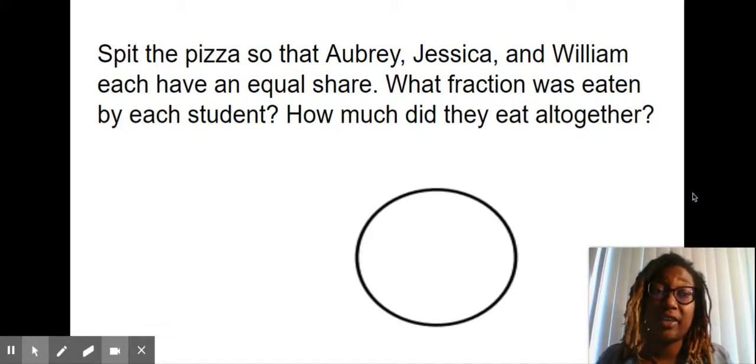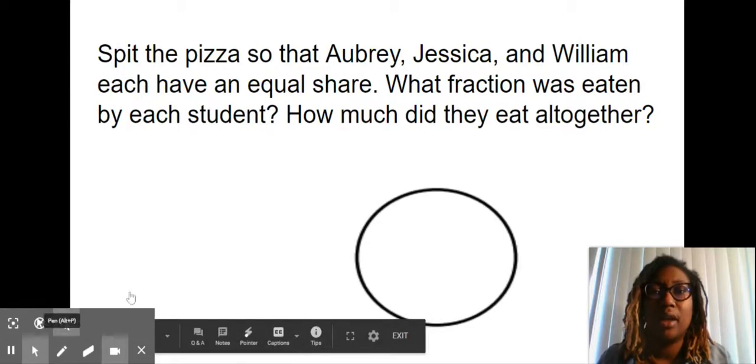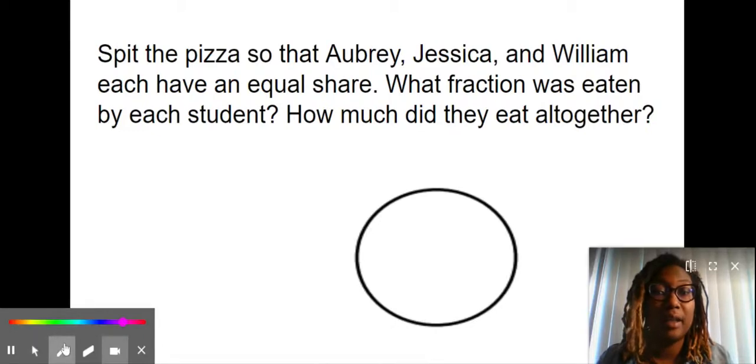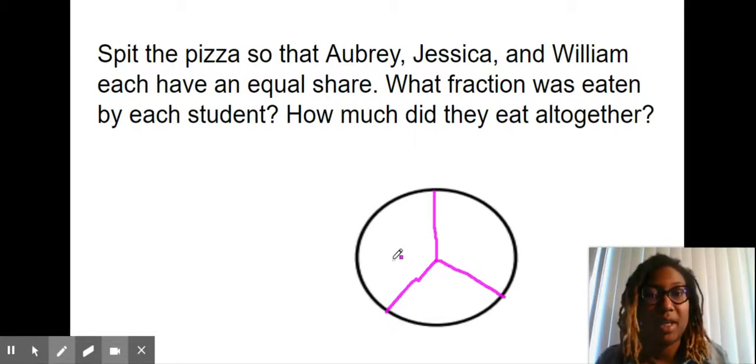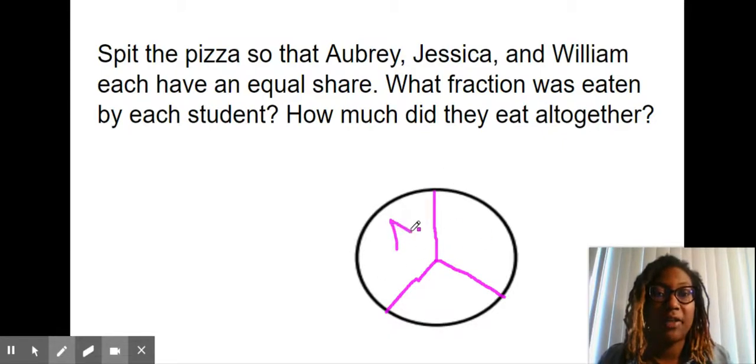We need to make sure they each have an equal share, right? Because it wouldn't be fair if somebody had a bigger piece than the other. So it is 1, 2, 3 students, which means my pizza needs to be in 3 parts. Or thirds, right? Okay. So now my pizza is in thirds. Again, it's a little bit crooked, but imagine it's perfect 3 equal parts. So I have a piece for Aubrey, I have a piece for Jessica, and I have a piece for William.